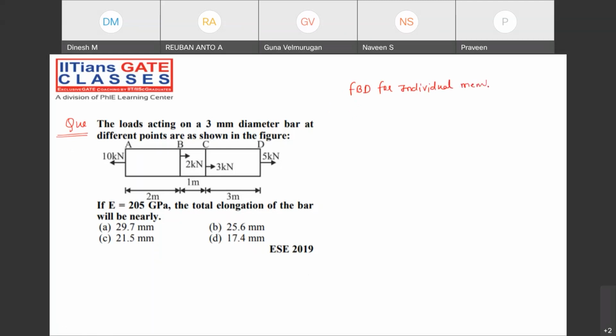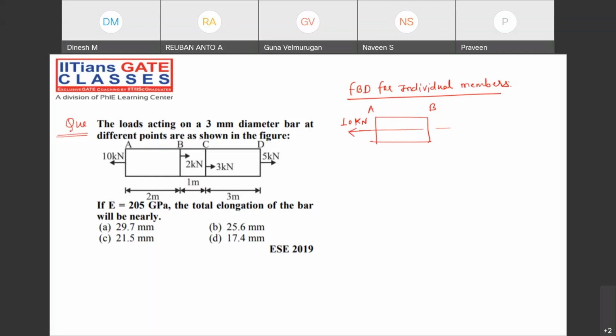Very, very important. Try to see and understand the method which I'm going to follow. First of all, I'm going to take the member AB. What is the load that is acting? 10 kilonewton, right? Yes or no, guys? 10 kilonewton. Whenever you are drawing the free body diagram of any member or any joint, it has to be under static equilibrium conditions.